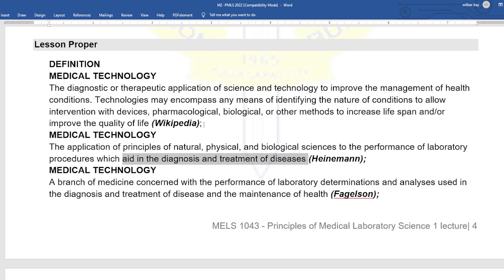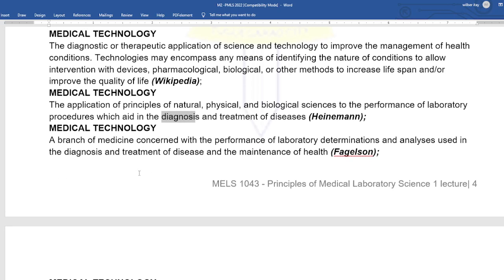Take note also, guys, that it only aids in the diagnosis. What we do aids in the diagnosis. So it is not the only source of information for the diagnosis of diseases. Kumbaga, isa lang siya, it contributes to the diagnosis. But take note that in the diagnosis, it's not just about the laboratory procedures that we do. There are also correlation of signs and symptoms, mga ganyan. So, hindi lang purely laboratory.